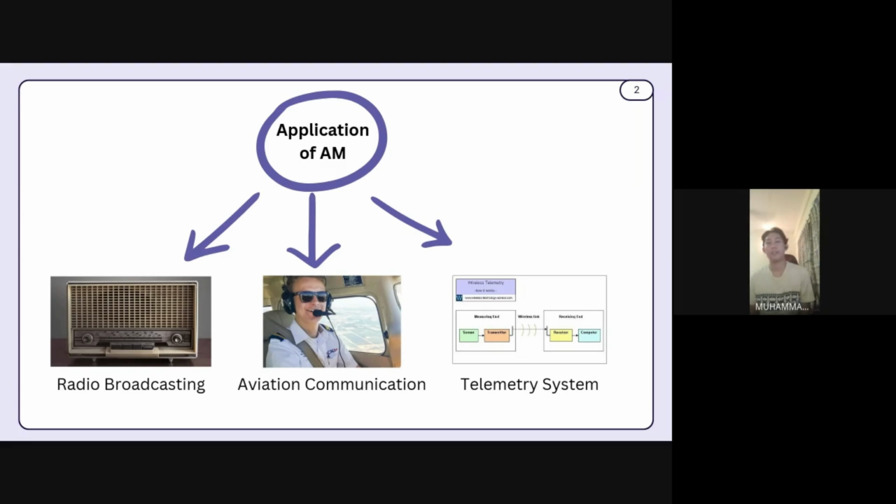And the third one is the telemetry system. What is a telemetry system? It's basically our normal communication system, like, for example, a cell phone. So, you can communicate with someone outside of the state or country during your time. Okay, next slide.